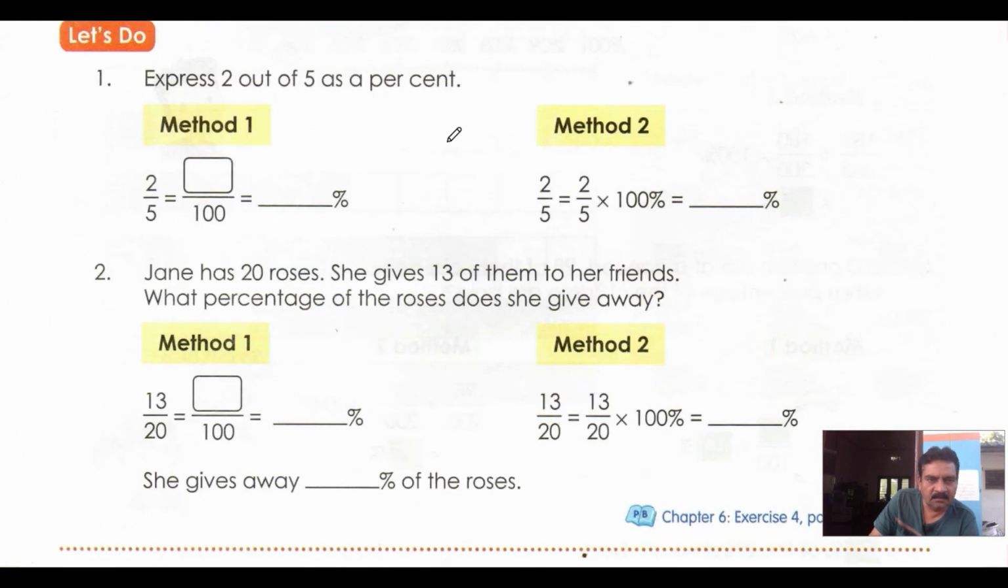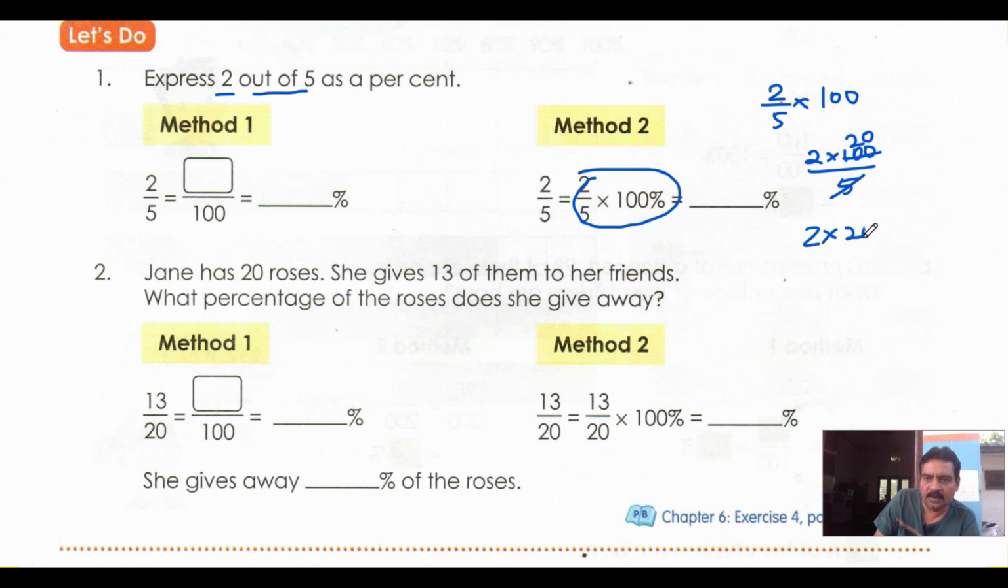Here also given, right? See, express 2 out of 5 as a percent. 2 out of 5. Again I told you, follow this method. I'll do it here. 2 by 5 into 100. So 2 into 100 by 5. 5 1s are 5, 5 20s are 100. So 2 into 20 is equal to 40. So this is your 40%.